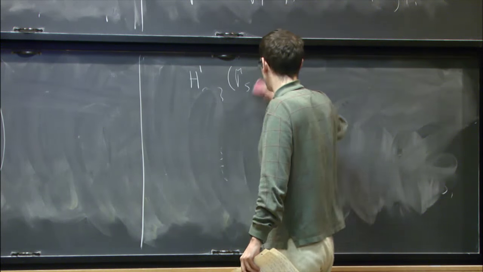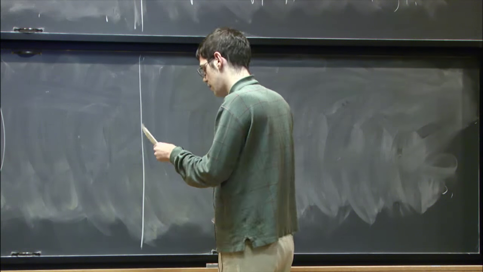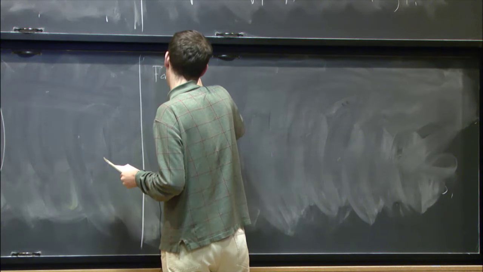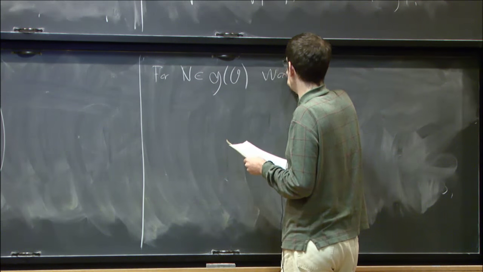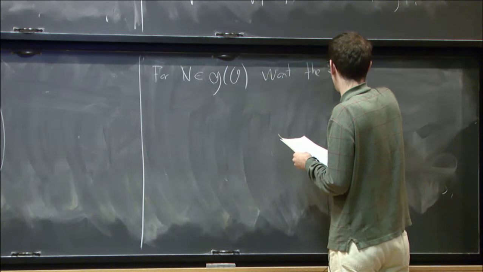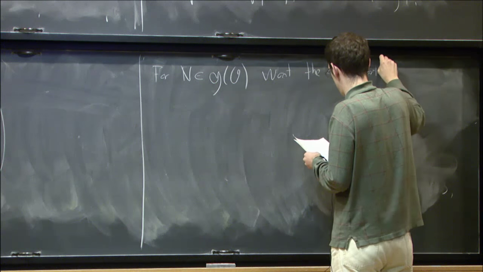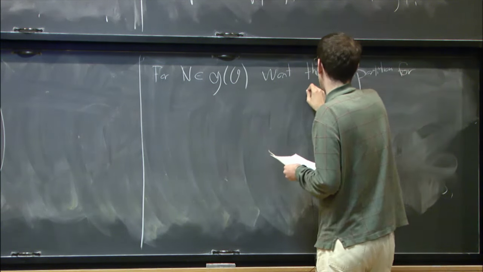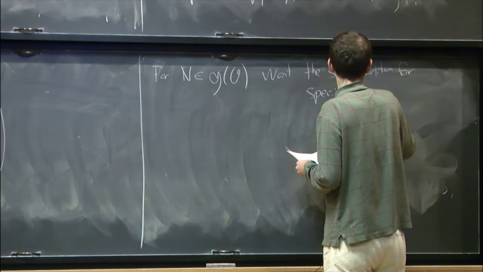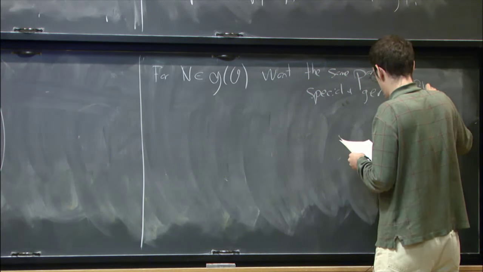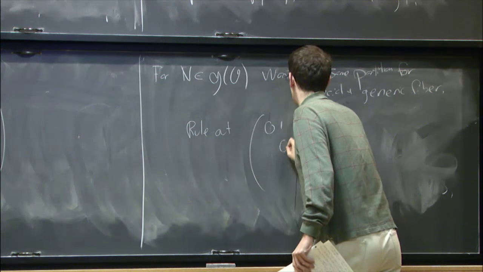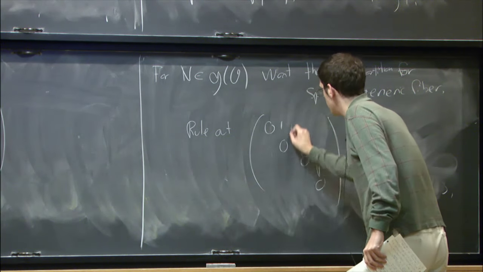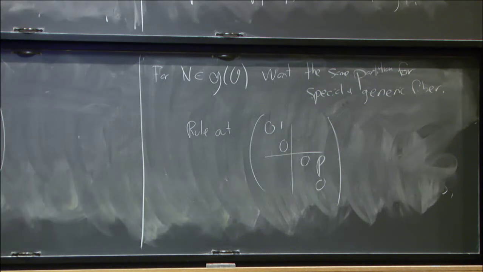Now I want to talk about the situation over the DVR O. So for some element in the O points of the Lie algebra, we want it to look the same. We want the same partition for the image in the special and generic fiber. And so this would rule out something like this matrix, where it reduces to this one, but over a field in characteristic 0 it's conjugate to this one.